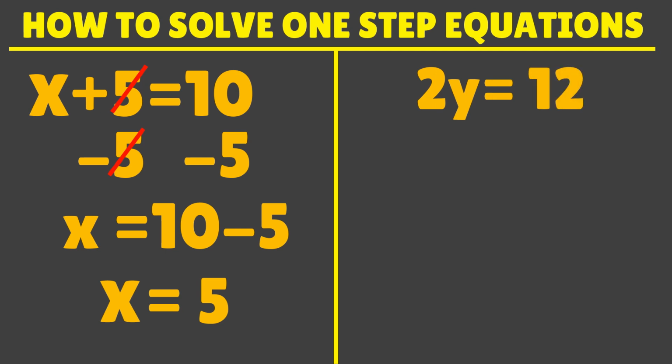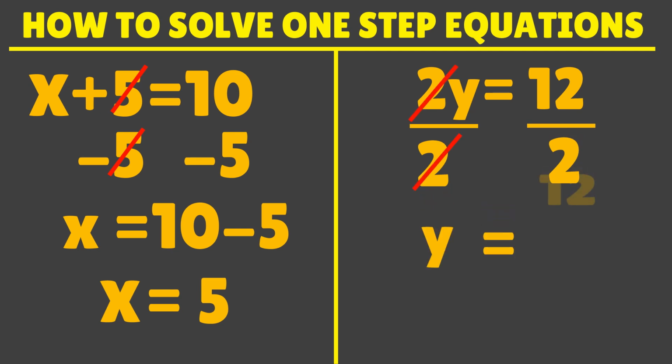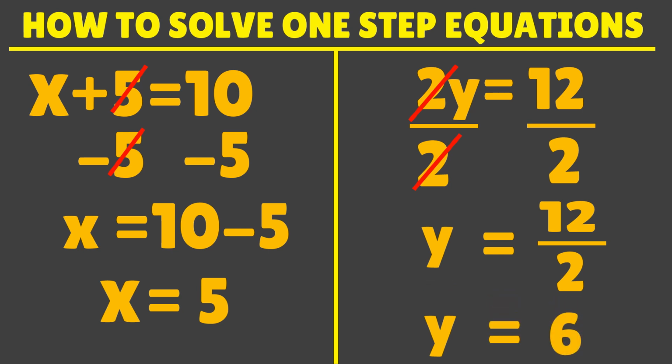Example 2. Multiplying and dividing. Now, let's try one with multiplication. 2y = 12. We want to find out what y is, and it's being multiplied by 2. So, to undo that, we divide both sides by 2. That leaves us with y = 12/2, which equals y = 6.